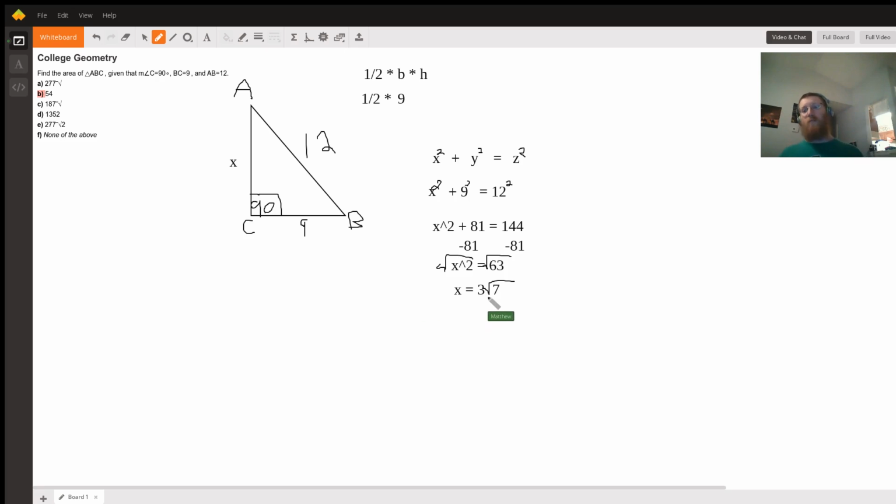So then all we need to do is plug in that 3 times the square root of 7 right here. And that's going to give us 3 times the square root of 7 times 9 times a half, which if you put all that in your calculator, you're going to end up with around 35 as your answer. And you've got 54 here. I'm hoping that's not your answer because that's definitely not the right answer. So then none of the above would be the right answer. These answers are way too huge.